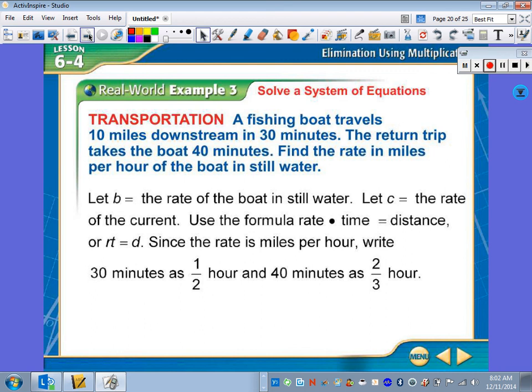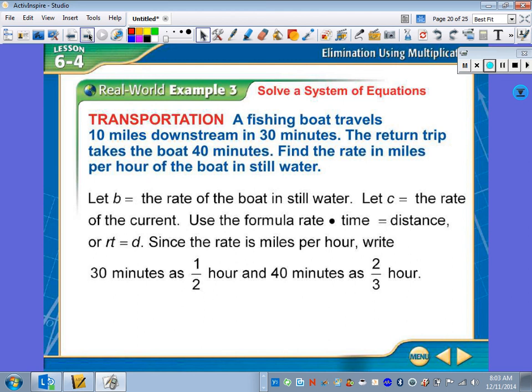So a fishing boat travels 10 miles downstream in 30 minutes. The return trip takes the boat 40 minutes. Find the rate in miles per hour of the boat in still water, okay? And so you're going to let B be the rate of the boat in still water. Let C equal the rate of the current, and you're going to use the distance formula, rate times time equals distance. So RT equals D, and you'll see that on the next page, and that's what they've written.